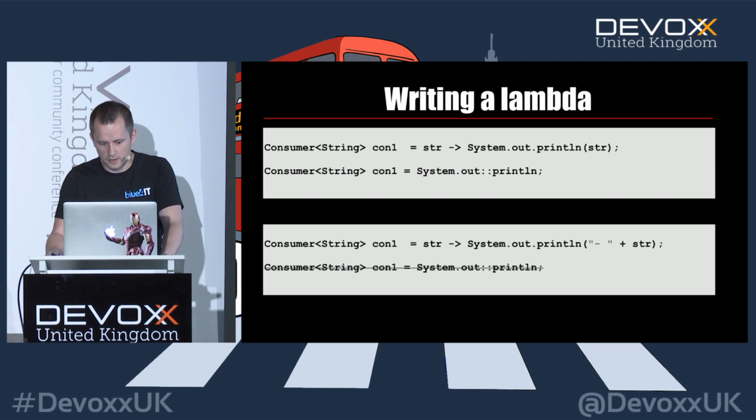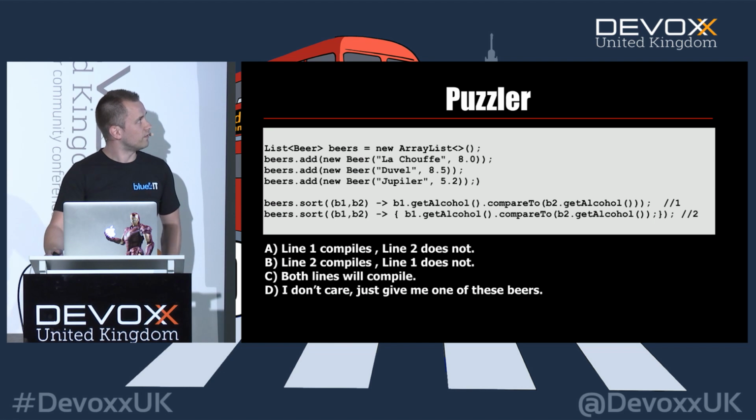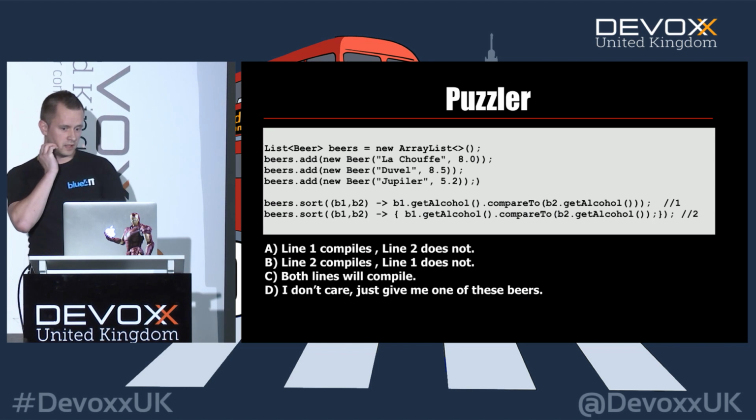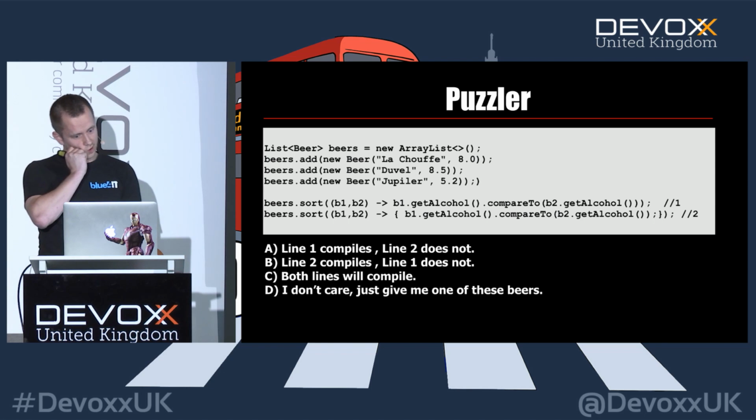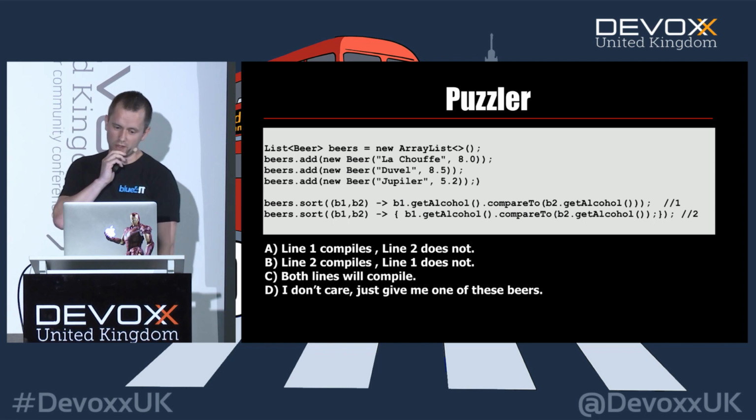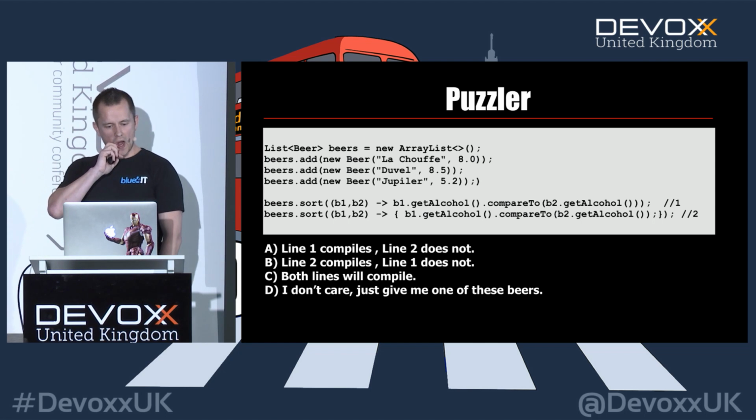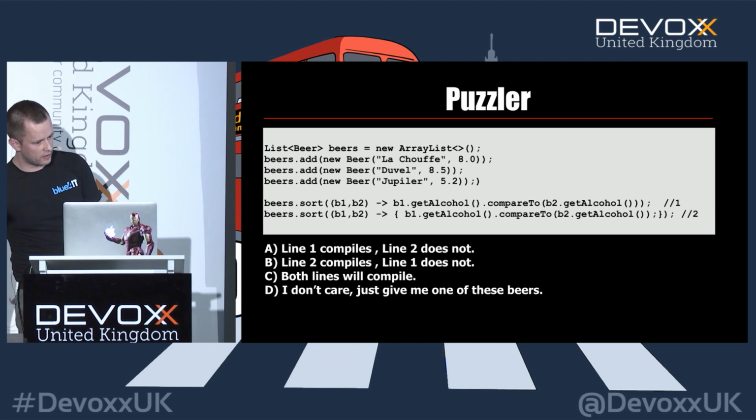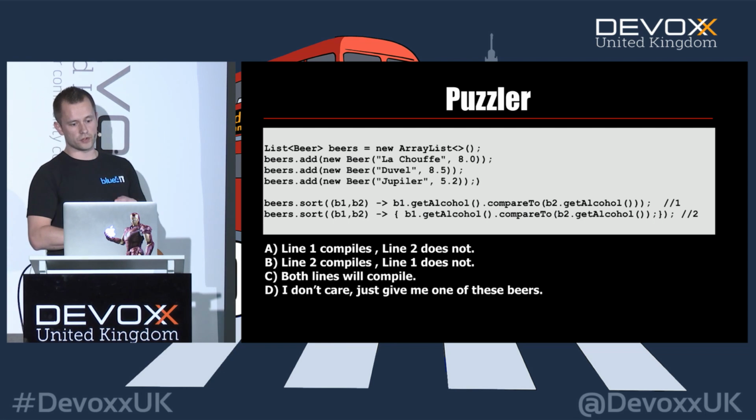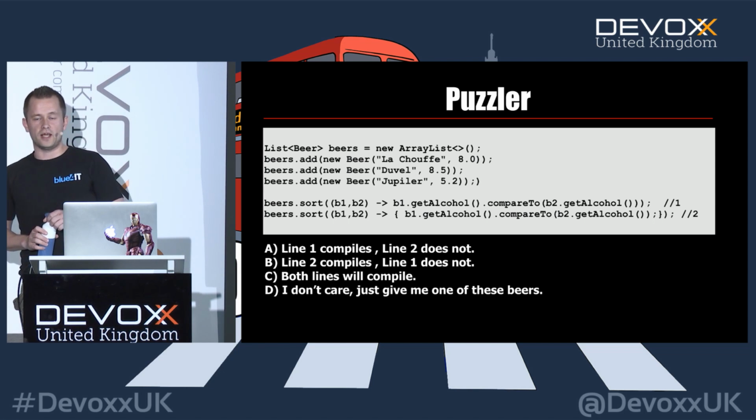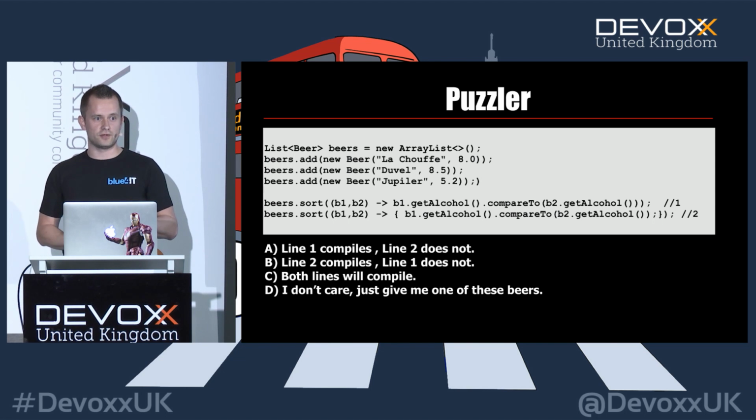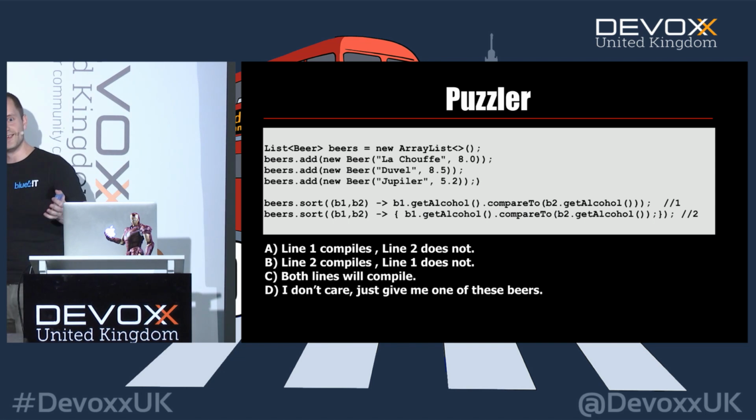It's a choice. So, talking about block lambdas and single line lambdas, I hope you're all awake because I've got something for you. I've got a little puzzle for you. This one is a list with 3 beers, and then I want to sort it with a lambda. Take a look at it. I want to know: A, line 1 compiles and line 2 doesn't; B, line 2 compiles and line 1 doesn't; C, both lines will compile. Or yeah, it's late, I know, and we all like that beer, so D is always the correct answer, of course.